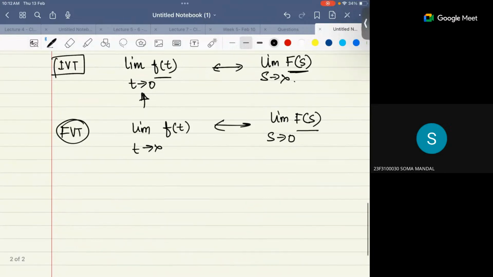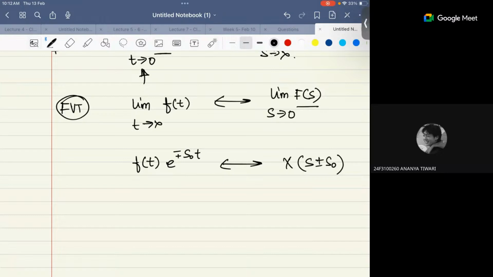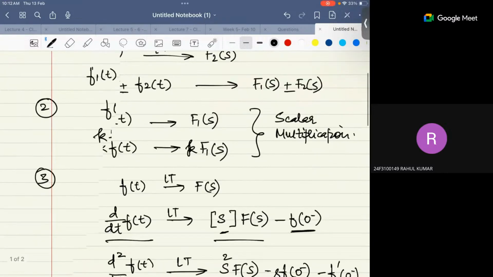Okay, I guess we had done this. I guess one more feature was there, where if you have been given f(t) times e to the power minus or plus s naught t, then what will be the transform? F of s plus or minus s naught. Yeah, it will just be shifting, right? Plus or minus s naught, correct? Yes, sir. I guess this is what we discussed in the previous session.